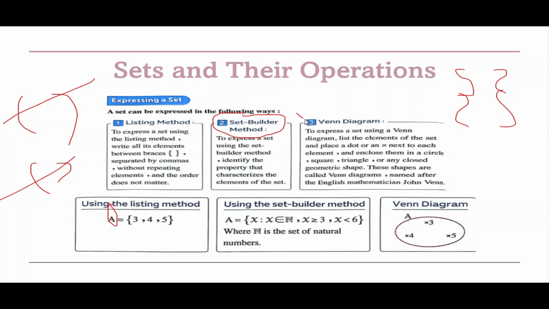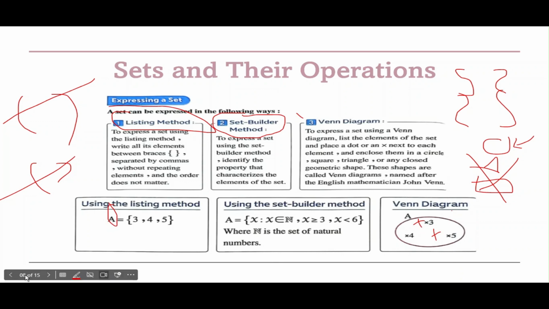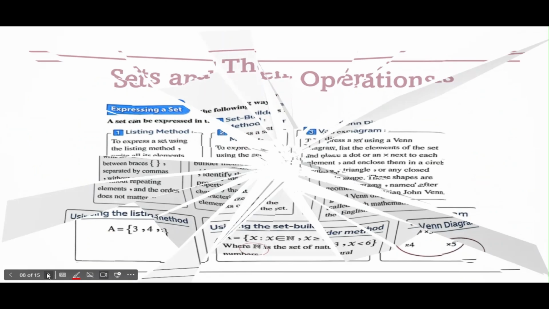We got the third one, Venn diagram. Yes, this Venn is just like some sort of circle, triangle, square, anything, but let's just stick to the circle one because it's a bit easier. And you should begin with an X beside a number, and you should order them. You can order them in any order. Order does not matter, just like in the listing method. In the Venn diagram, order does not matter. Okay, next.